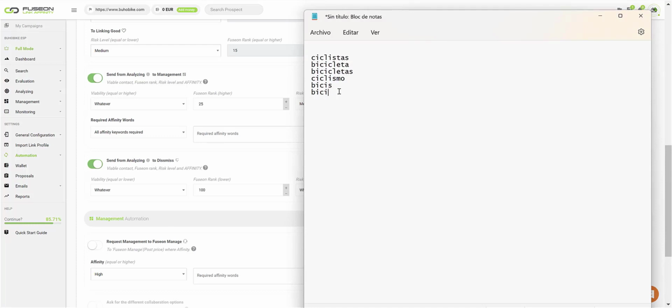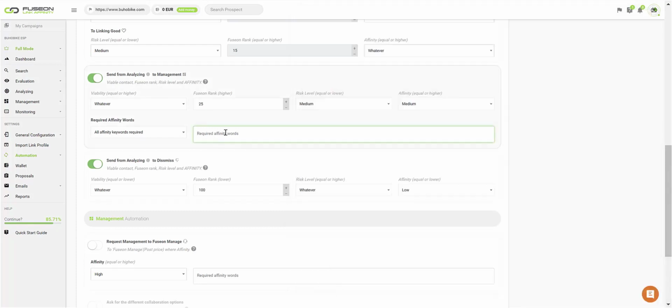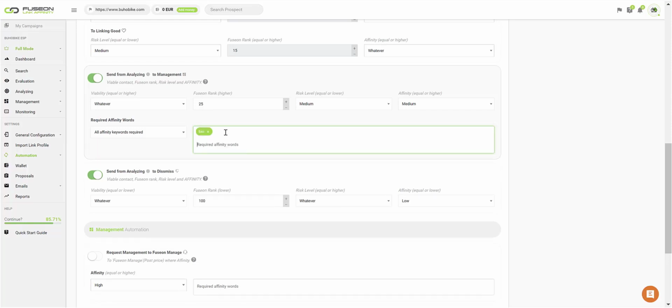Here is something that many people do not know, and that is super useful. The link affinity placed here in the relevant word adds, for example, bike. It will pass from analysis to management all those prospects that in the affinity cloud have in their root the word bicycle, for example, bicycle.